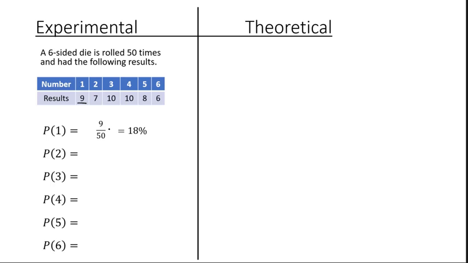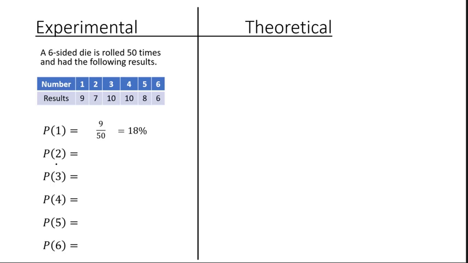And you basically just do that by converting into something over 100. So 50 times 2 gives you 100 on the bottom, 9 times 2 gives you 18 on the top. So you have 18 over 100, which gives you the 18%. So for all of these here with the 50 trials, what we do is we take the numerator and multiply by 2 to find the probability.